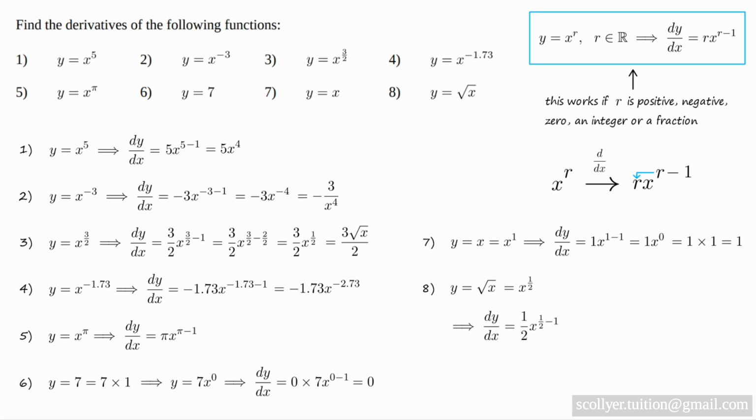And now we apply the rule to find that dy by dx equals 1/2, the power pulled down as a multiplier, times x to the 1/2 minus 1, which becomes 1/2 times x to the power minus 1/2, which becomes 1/2 times x to the power 1/2, using the rules of powers for negative powers, which finally gives us that dy by dx equals 1/2 root x, since root x equals x to the power 1/2.